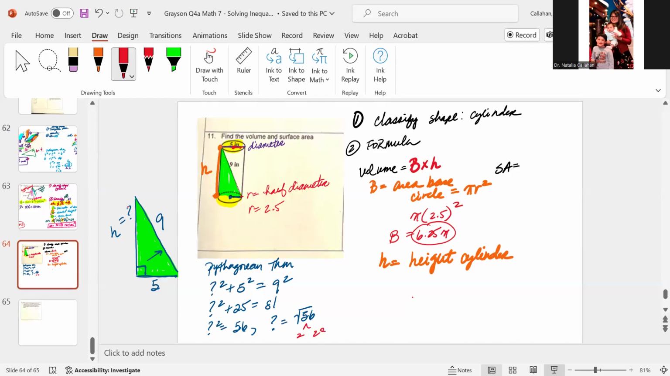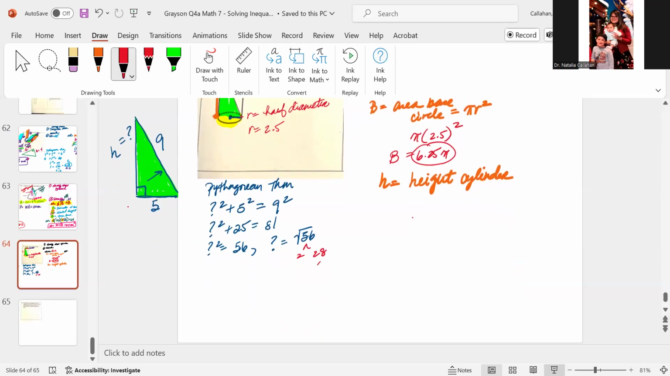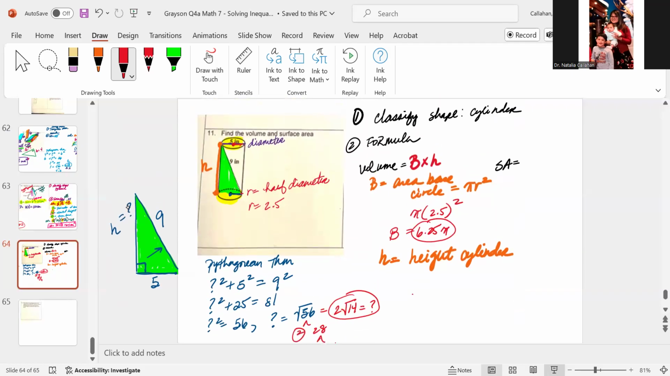Let's see, 20. Yeah, 14 going to 2 and 7. But then you don't have two enough. Do you see that? You don't have enough, so you can't take it out. So it's still going to be 14. But yes, it does. Okay. So then the question mark here, which is the height, right? Is what now? 2 square root 14, right?